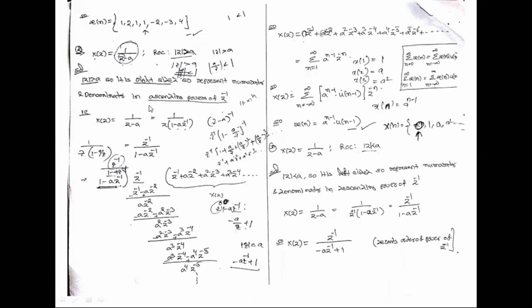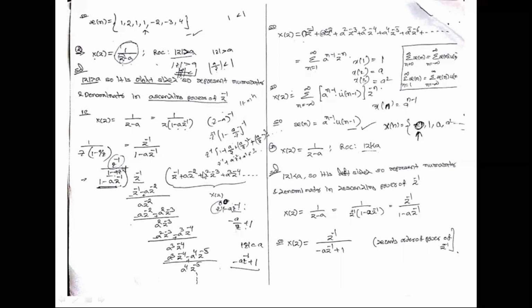Because it is right-sided, remember that it is an ascending power of z to the power minus 1. X of z is given by 1 by z minus a, with positive powers. Take z as common: 1 by z into 1 minus a z inverse, and take this in the numerator: z inverse by 1 minus a z inverse. 1 minus a z inverse, ascending order.